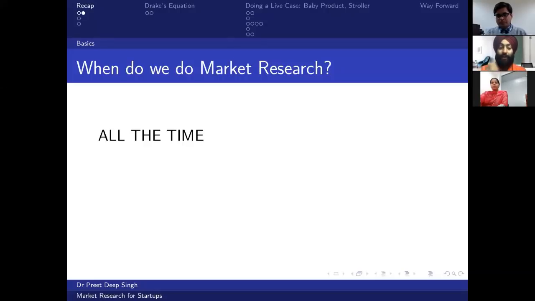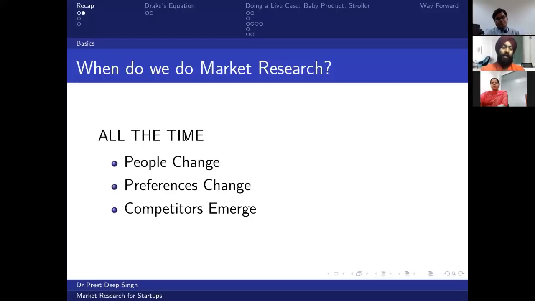Market research is like technology. It's like your website. It's like your app. You continue working on it, and each time you put in some effort, you see results, right? So you know what's happening.